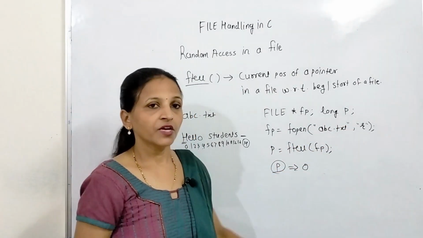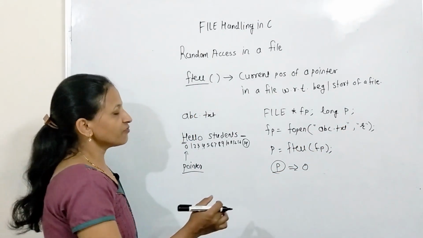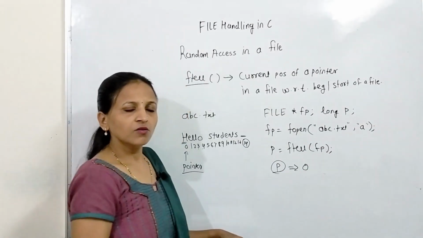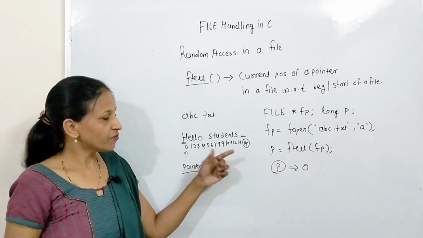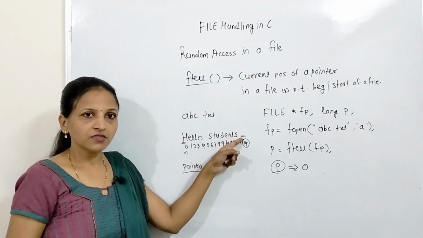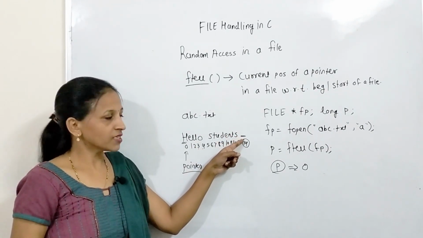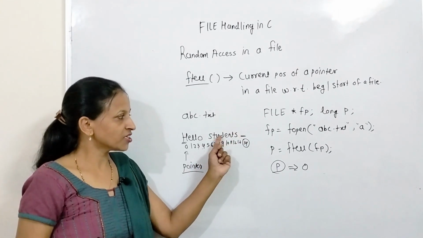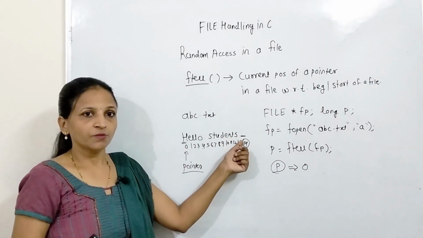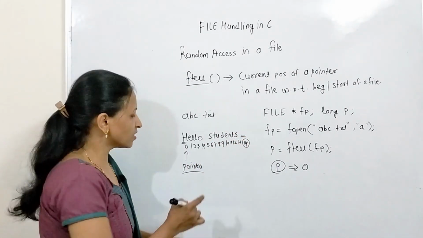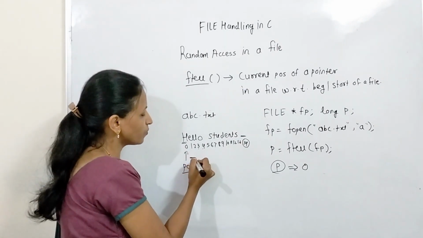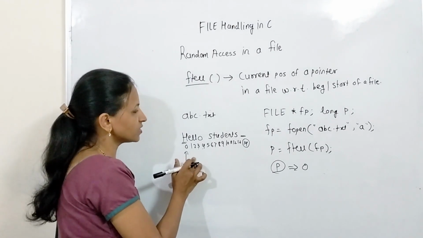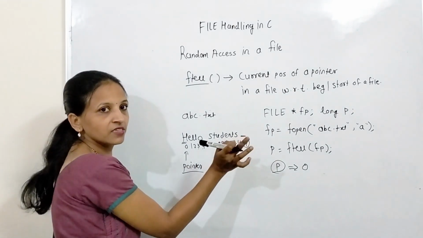Now let us see, I am opening that file in append mode. If I open that file in append mode, then of course the file pointer will be at the end. Here I am not considering that there is a slash n at the end of this string, because if there is a slash n, then the cursor will be at the beginning of the next line and there the file pointer is. But here I am not considering that there is a slash n at the end.